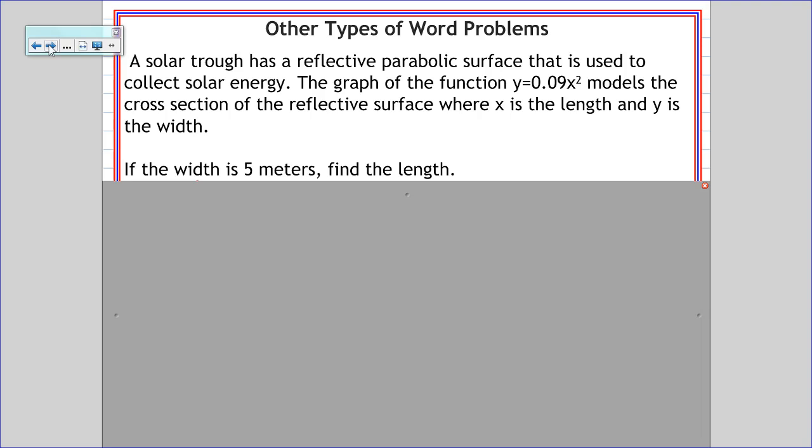So here we go. A solar trough has a reflective parabolic surface that is used to collect solar energy. The graph of the function y equals 0.09x squared models the cross-section of the reflective surface where x is the length and y is the width. If the width is 5 meters, find the length.